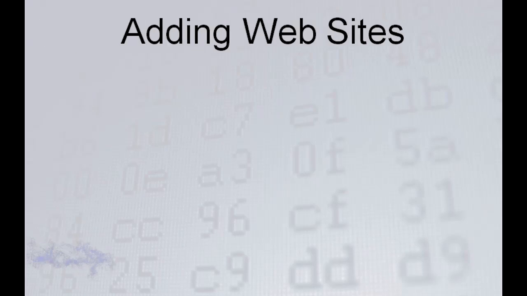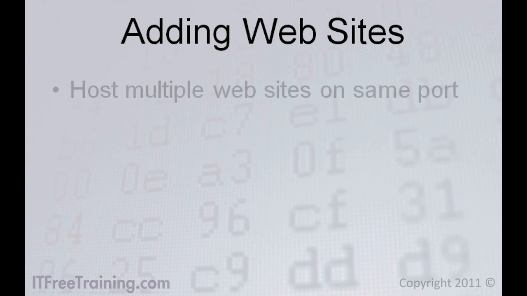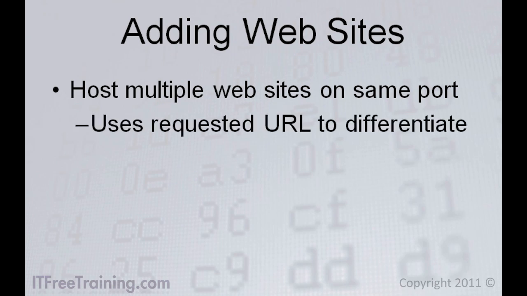One of the tasks that you'll most probably perform on IIS is adding websites. You may even find that you will need to host multiple websites on the same server. IIS has support for multiple websites on the same IP address and port. It does this by using the requested URL to determine which website to direct the request to.